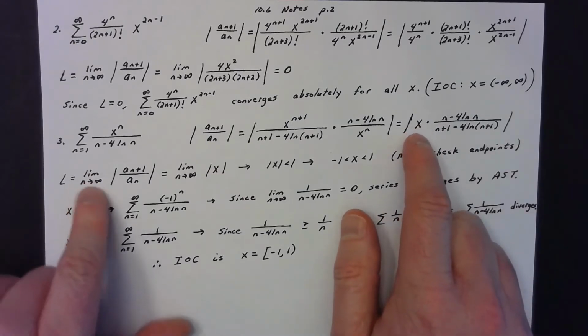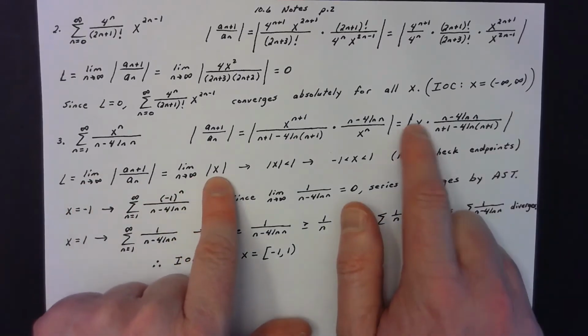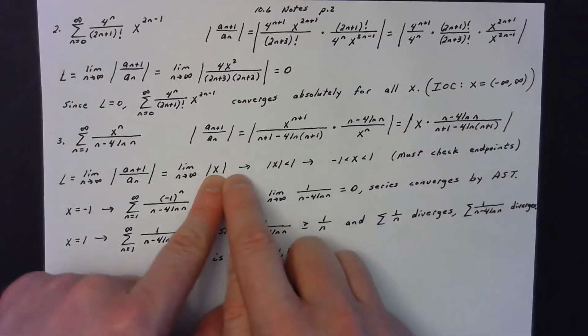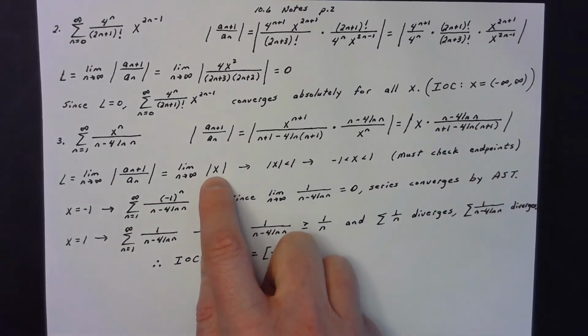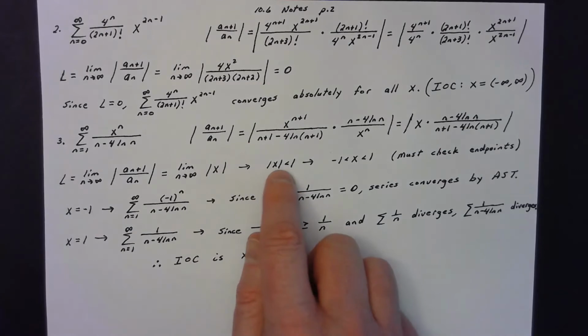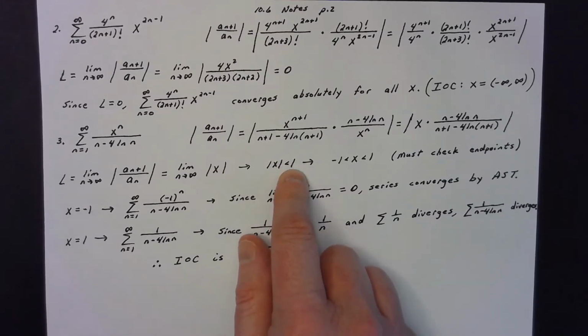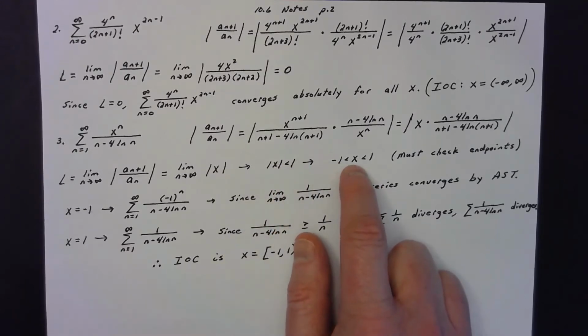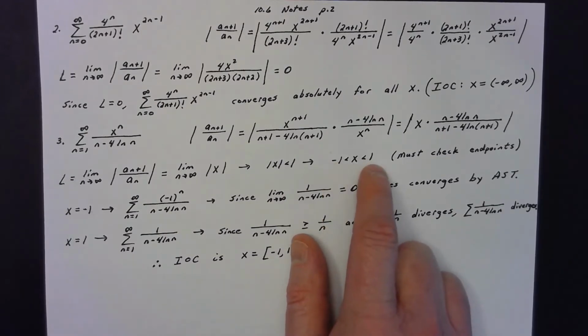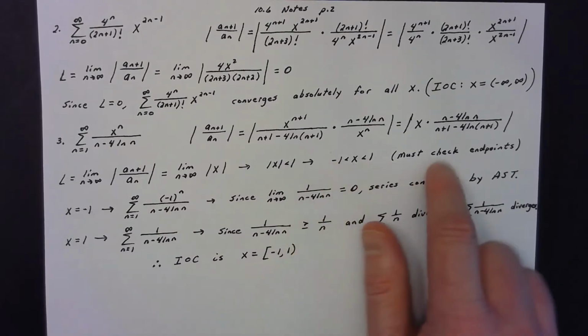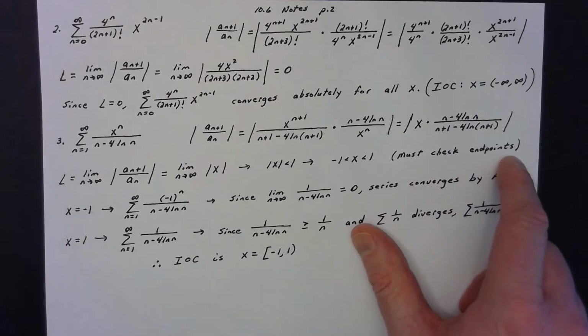Whenever I take the limit as n approaches infinity, this becomes x times 1, which is just the absolute value of x. Now, the ratio test tells me that this series converges if the answer for L, which in this case is the absolute value of x, is strictly less than 1. So that gives me that this series converges anytime x is between -1 and 1. But again, you have to check your endpoints.